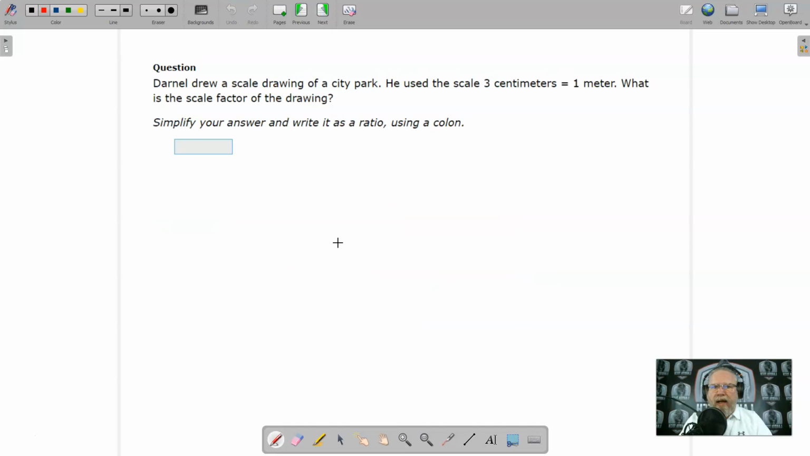Okay, now they're asking for something different. Now they're asking for a scale factor. Darnell drew a scale drawing of a city park. He used the scale 3 centimeters equals 1 meter. What is the scale factor of the drawing? So scale factors just use numbers, no measurement abbreviations.